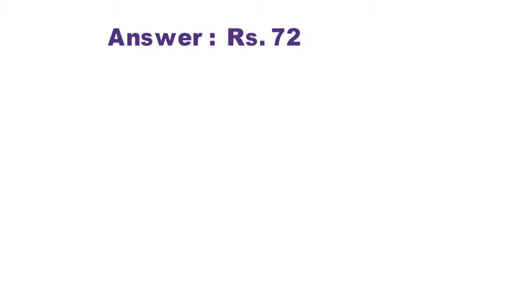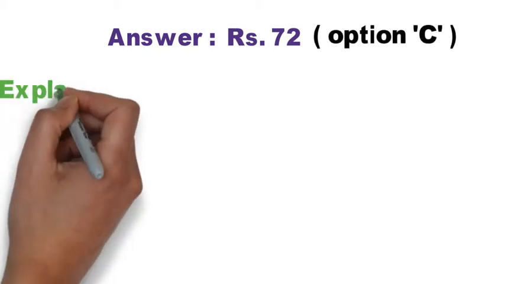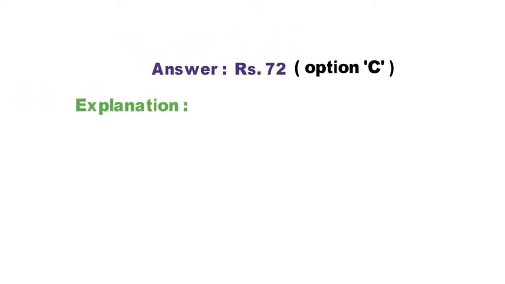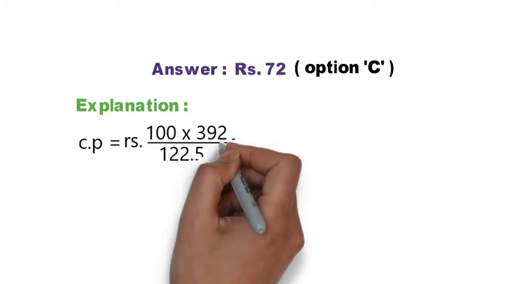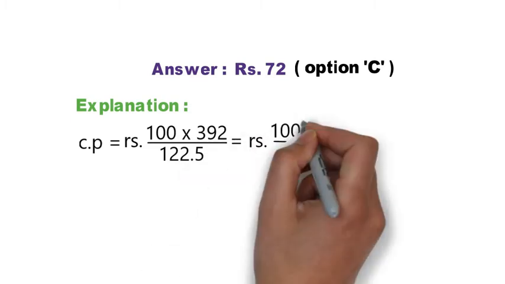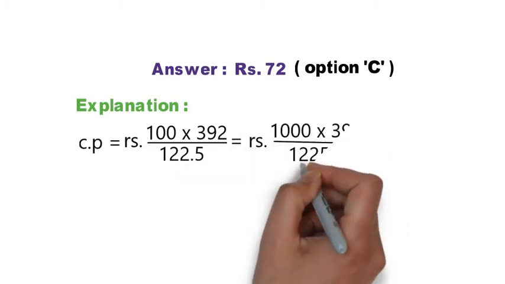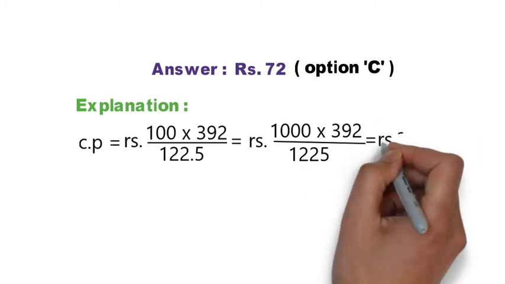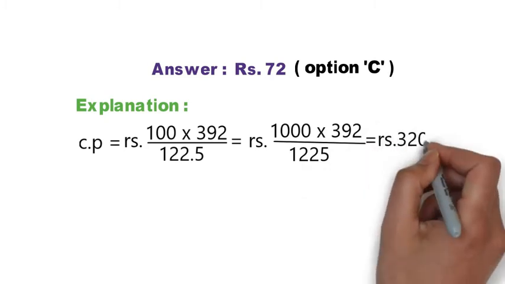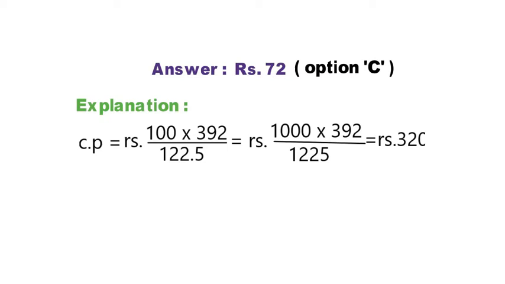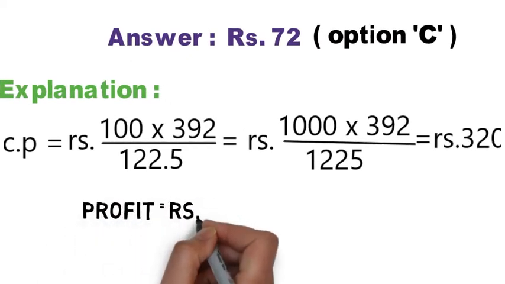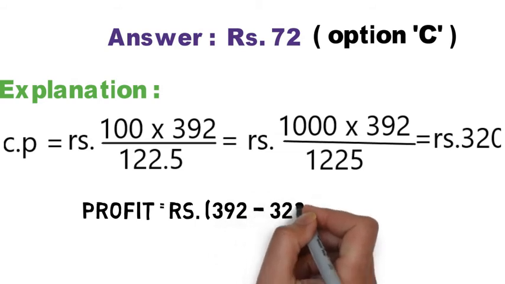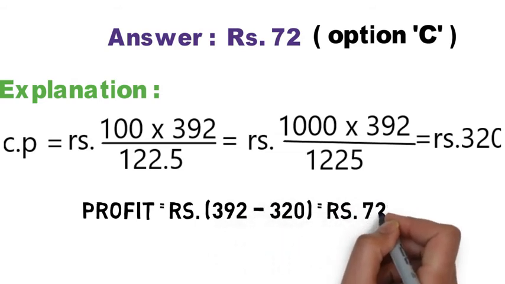Answer, rupees 72. Explanation. CP equals rupees 100 by 122.5 into 392 equals rupees 1000 by 1225 into 392 equals rupees 320. Therefore, profit equals 392 minus 320 rupees equals 72 rupees.